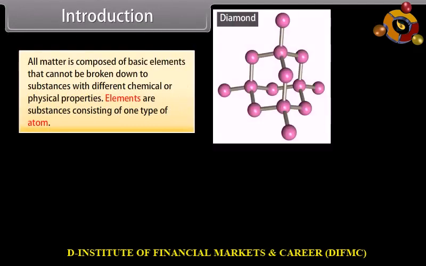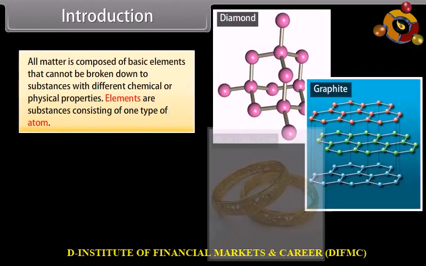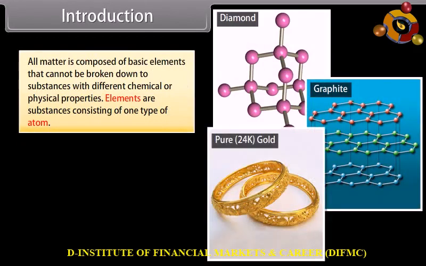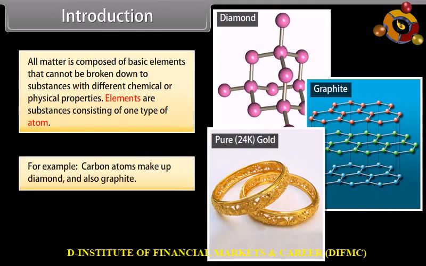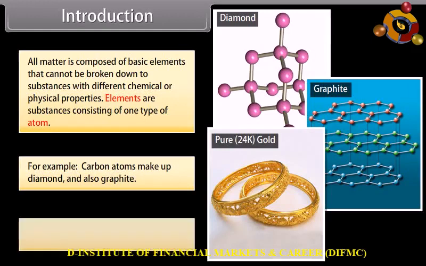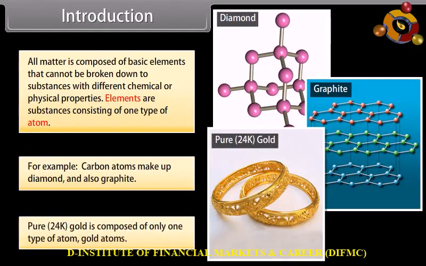All matter is composed of basic elements that cannot be broken down to substances with different chemical or physical properties. Elements are substances consisting of one type of atom. For example, carbon atoms make up diamond and also graphite. Pure 24-karat gold is composed of only one type of atom, gold atoms.